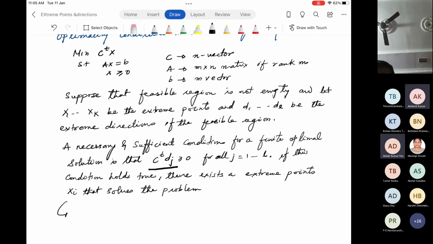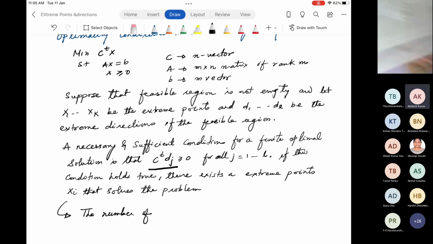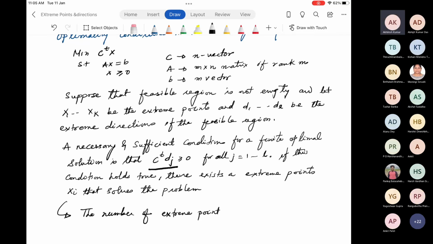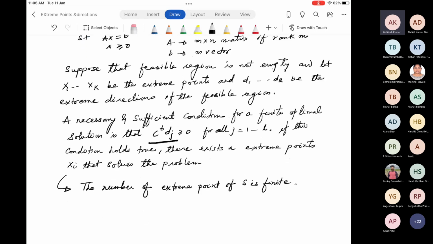Because we can say that the number of extreme points of S is finite, and that is the biggest result or corollary we need to use to show that a solution exists and we can solve it easily. And we provide it as NCM. So n factorial by m factorial times n minus m factorial, where n is the number of variables or dimensions, you can say in this case, and m is the number of constraints.